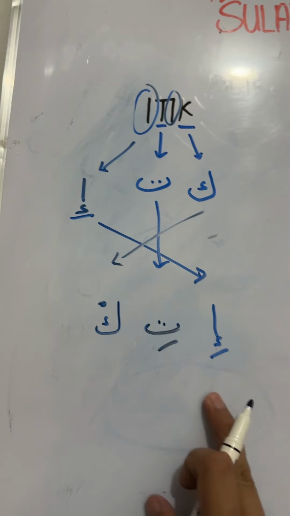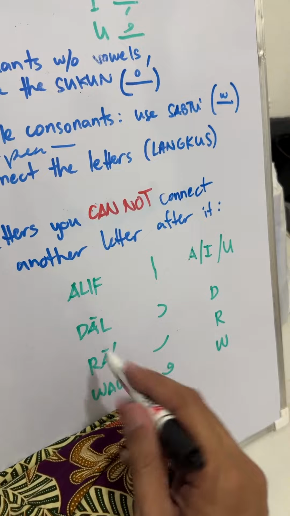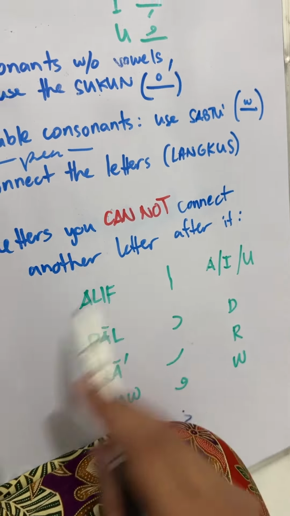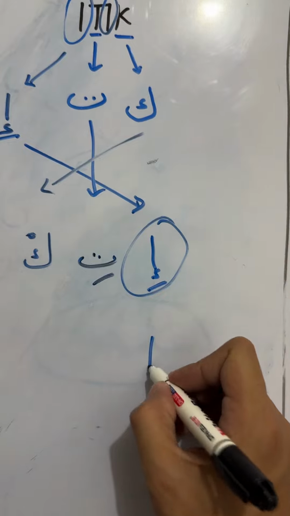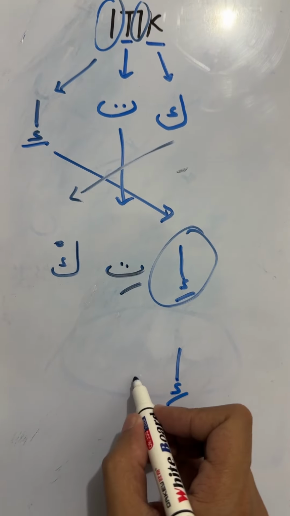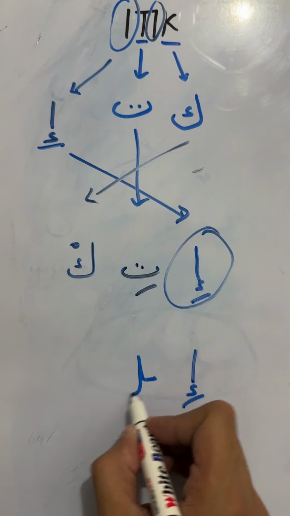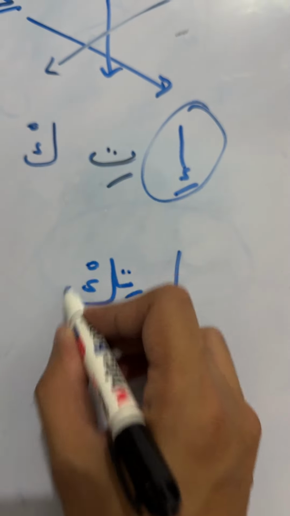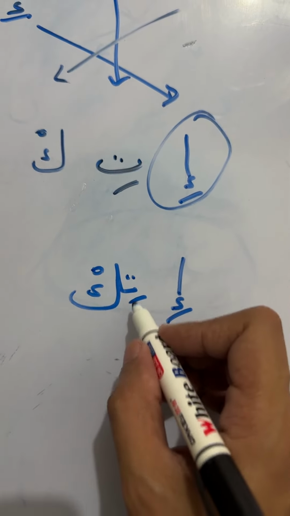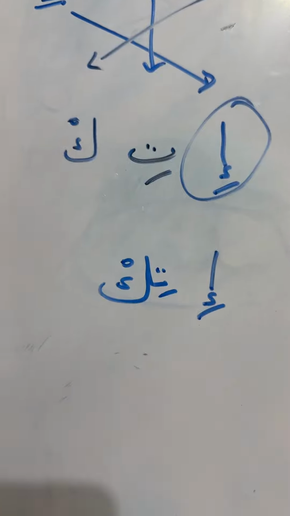Now if you will connect them, alif belongs to the 4 letters that you cannot connect to another letter after it, so you cannot connect this, so just write it as is, and then you connect the letter ta and kap. So you write this itik. So alif hababa I, ta hababa T, manuk kap tik.